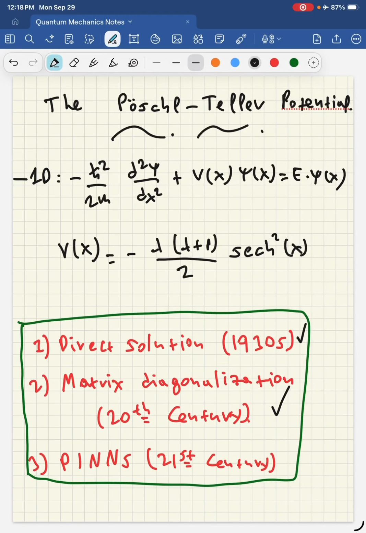This is the last video in which we will be discussing the theory behind how you can go about solving the one-dimensional Schrödinger equation for the Poschl-Teller potential. And in this third video, we will discuss this new approach called physics-informed neural networks, or PINNs. And you see that in the parentheses I wrote 21st century because this is brand new, guys.